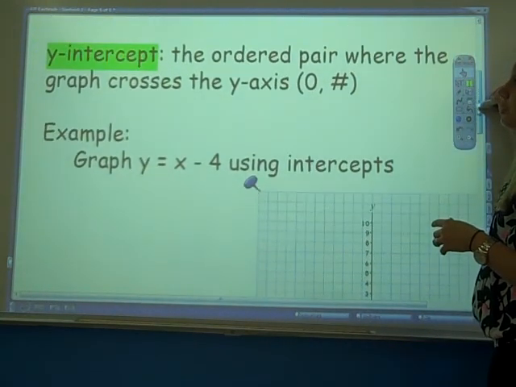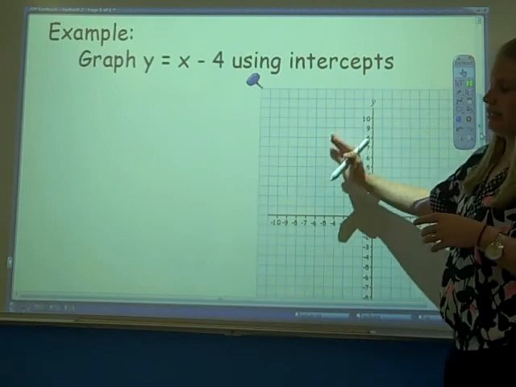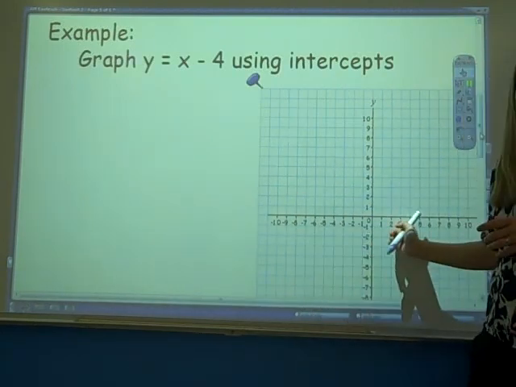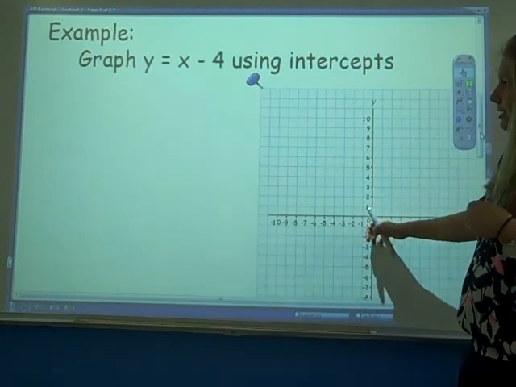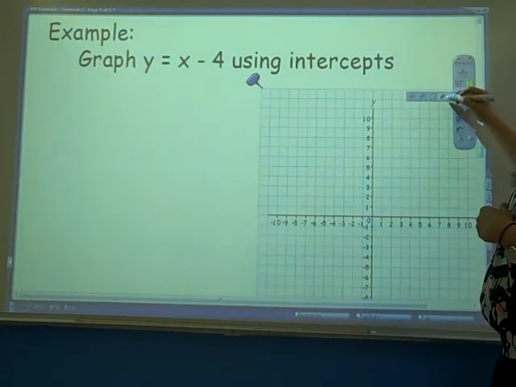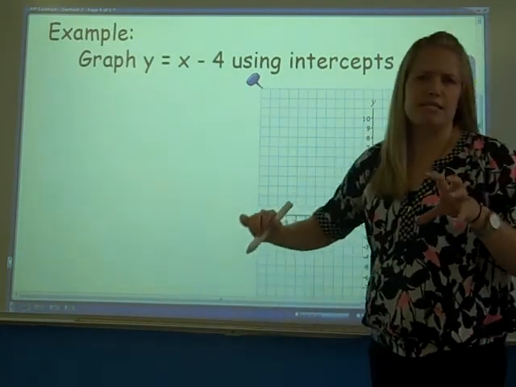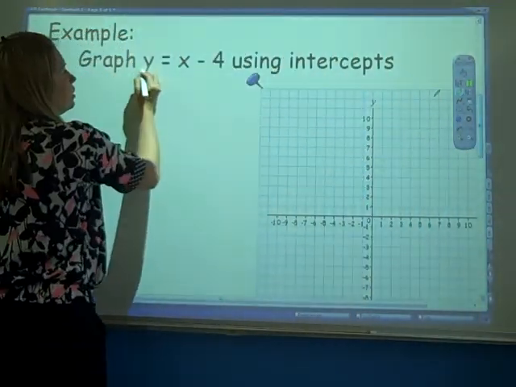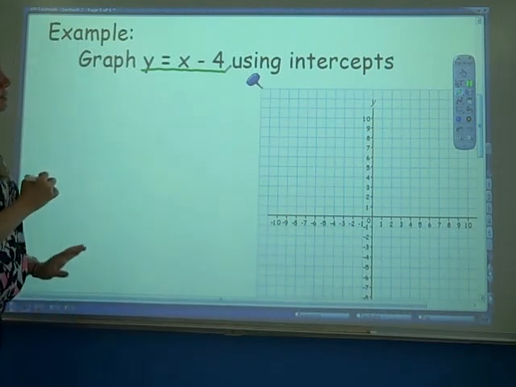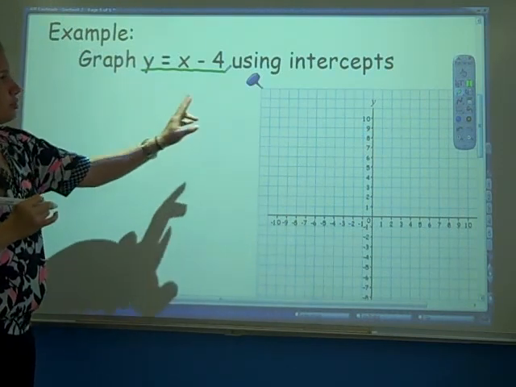Now you're going to follow one problem with me. You're going to sketch this in your notebook, and I will be giving you graph paper to continue to do problems. But for now, you're just going to sketch this. And this is probably going to be the hardest part of this lesson, and we're going to practice more of it in class. Graph y equals x minus 4, okay, using the intercepts.